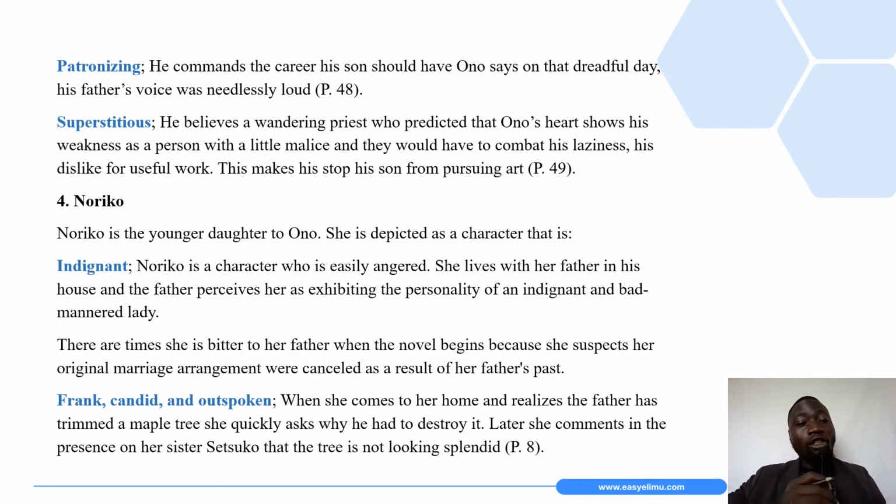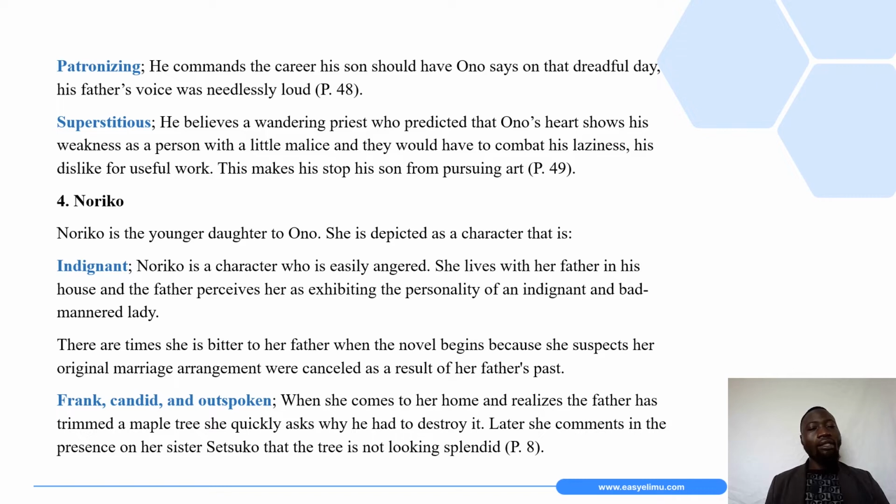Ono's father is also superstitious. This is because he believes a wandering priest who predicted that Ono's heart shows his weakness as a person with a little malice, and they would have to combat his laziness, his dislike for useful work. So this makes him stop his son from pursuing art. But we all know that he did not succeed in this because eventually Ono became an artist.